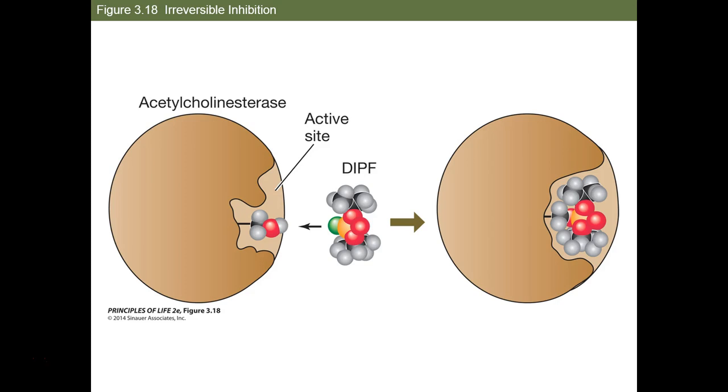Here we have the insecticide DIPF, which permanently binds to an enzyme's active site. By binding permanently to the active site, it is effectively taking this enzyme out of commission.